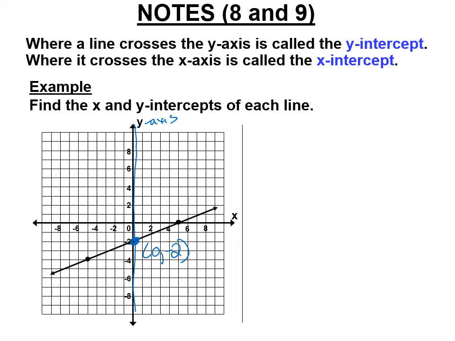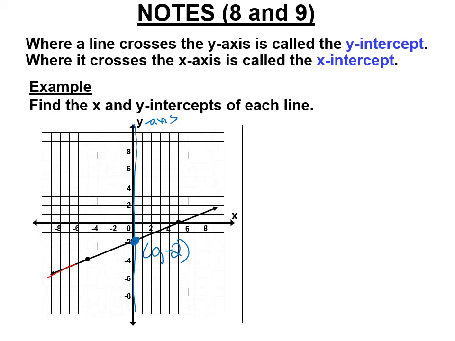Now this word intercept is just like the word interception in football, right? An interception in American football, the defender crosses in front of the receiver and steals the ball. They intercept it. But the key is that it crosses in front. This line is crossing in front of the y-axis, and where the 2 cross is called the y-intercept. So that's the y-intercept. Now find the x-intercept, right?